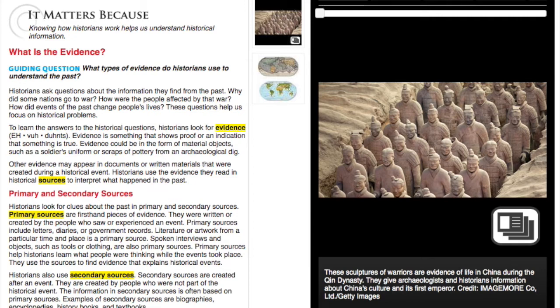Evidence could be in the form of material objects, such as a soldier's uniform or scraps of pottery from an archaeological dig. Other evidence may appear in documents or written materials that were created during a historical event. Historians use the evidence they read in historical sources to interpret what happened in the past.